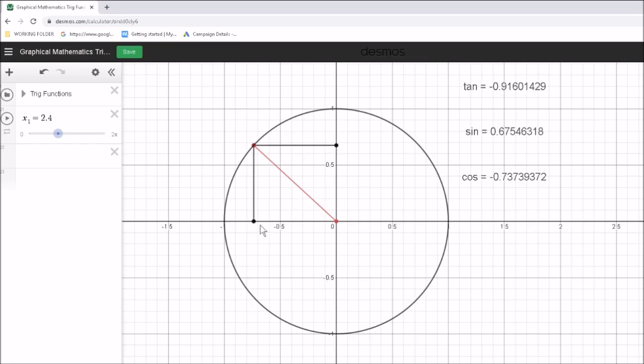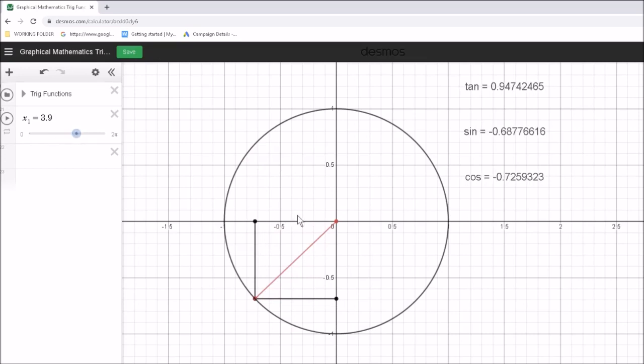So if we look at the sine, it's going to be the y divided by the r. Now the y again is positive, so therefore the sine is going to be positive. And finally the cosine is going to be the x divided by the r. Now the x in this case here again is negative, we're heading in this direction, so therefore the cosine is negative in the second quadrant. So we can see here then in the first quadrant all the trig functions are positive, but in the second quadrant only the sine function is positive. So let's move on to the third quadrant.